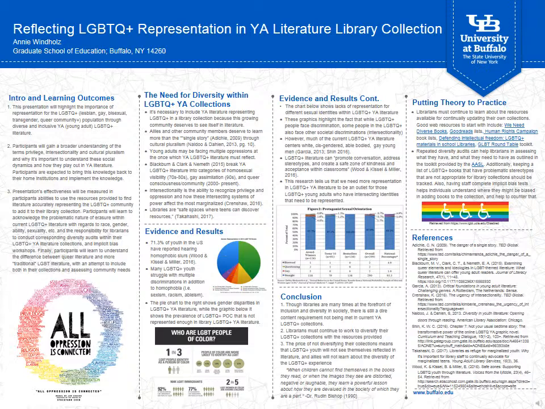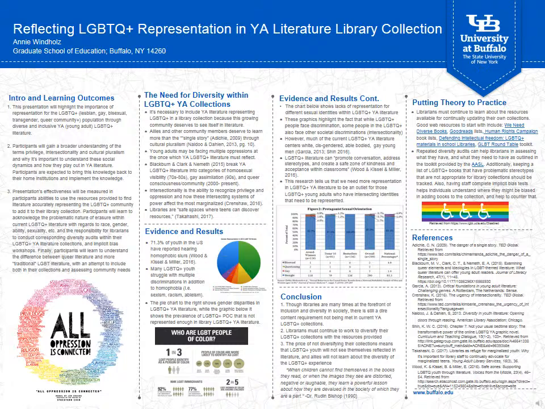Librarians must continually learn about the resources available for them and continually update their own collections. Good web resources to start with include We Need Diverse Books, Goodreads lists, Human Rights Campaign book lists, Defending Intellectual Freedom, LGBTQ+ materials in school libraries, as well as the GLBT Roundtable Toolkit provided by the ALA. Repeated diversity audits can also help librarians in assessing what they have and what they need to have, as outlined in the toolkit provided by the AASL.